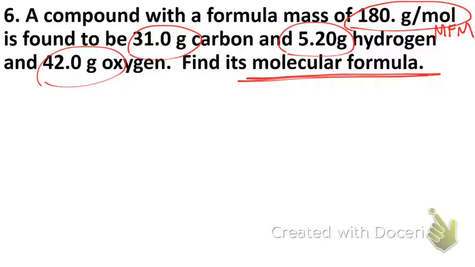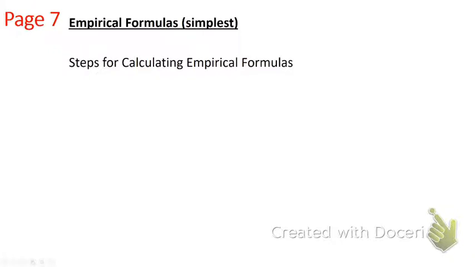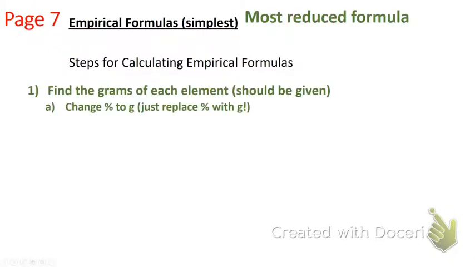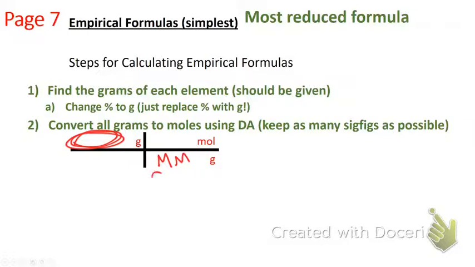So, real quick, I'm just going to remind you what our steps are for empirical formulas. First step is going to be to find the grams of each element, and in that problem it was just grams already, so that's easy. And we're going to convert those to moles using dimensional analysis. So I'm going to be plugging that number that it gives me in the problem here and putting that molar mass from the periodic table down here.